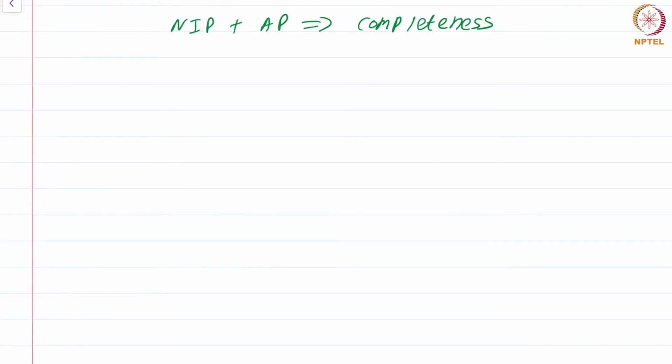The aim in this module is to show that the nested intervals property together with the Archimedean property actually imply completeness. Without further ado, let me state the theorem.